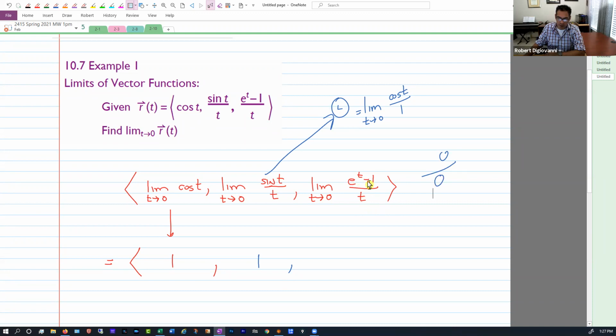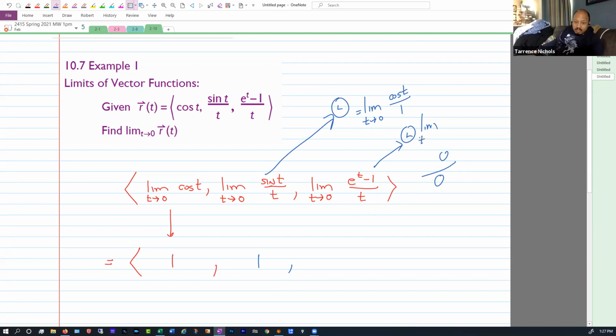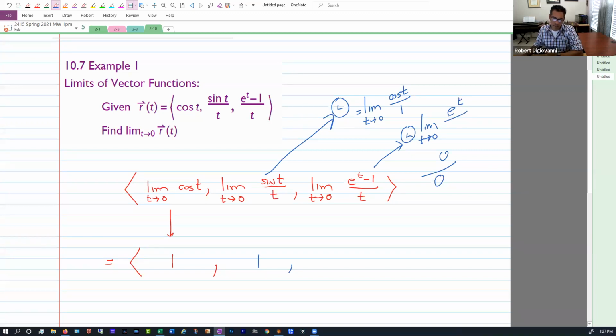So what's the derivative of the top? It's still e to the t, right? Yep, just e to the t. And on the bottom, derivative of t is 1. Okay, so now run the limit again. Let t go to 0. So then it's going to be 1, right? Yep. Okay, so we got 1. Good. So the limit of this vector function is the vector 1, 1, 1.